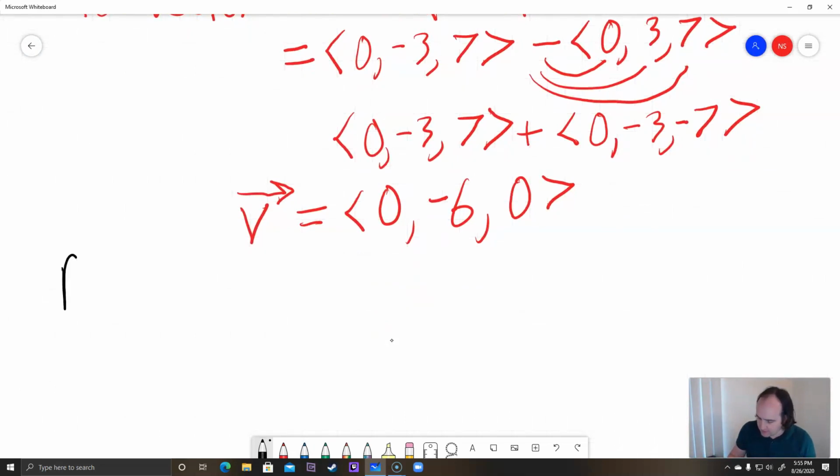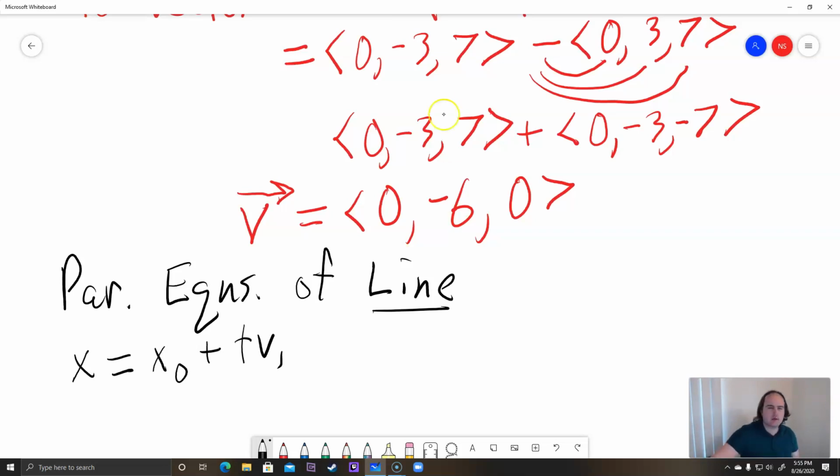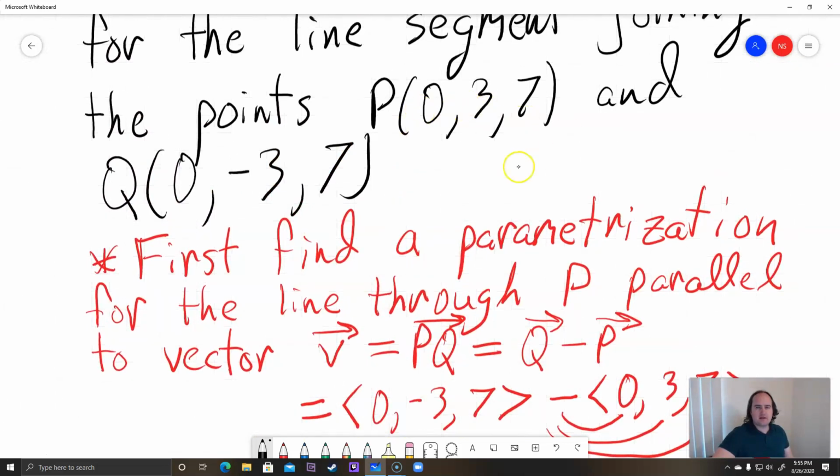Okay, so we've got parametric equations of the line. This is not the line segment. This is the entire line. So it's going to be x equals x naught plus tv1 and so forth. So here, what's our x naught? Well, our x naught, y naught, z naught is just going to be point P. Okay, so here's our x naught, y naught, z naught.